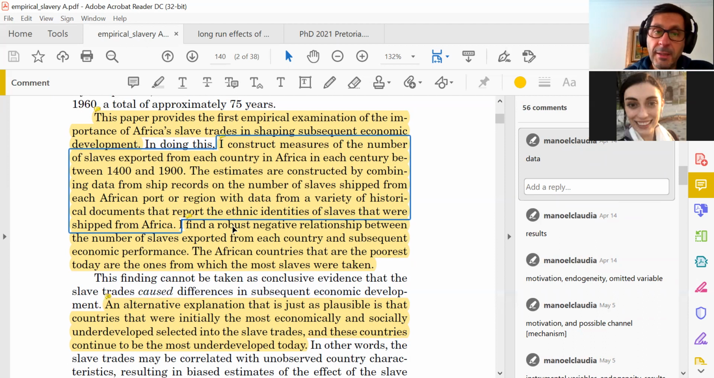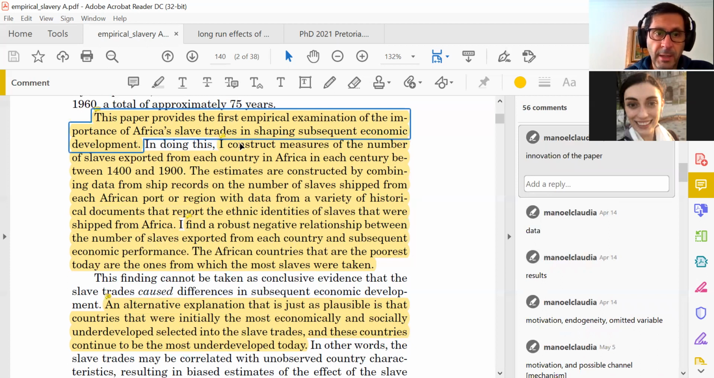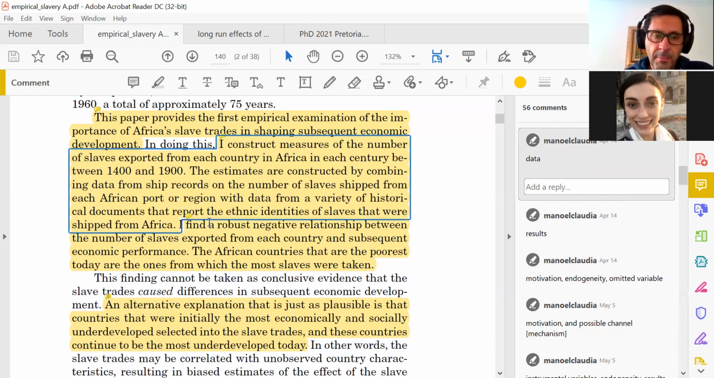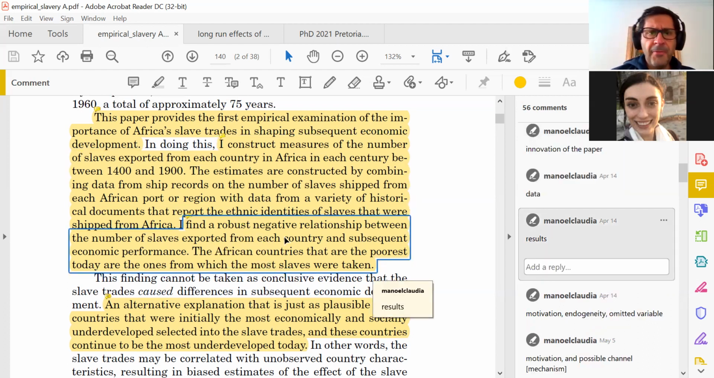What does he find? That's the information about the data. So the first sentence there is the research, the innovation, and then the data. The data was a gigantic effort at the time to put together. What does he find? He finds a robust negative relationship between the number of slaves exported from each country and subsequent economic performance. The African countries that are the poorest today are the ones from which the most slaves were taken. Essentially, he finds strong correlations, and then he uses instrumental variables to get some causality.